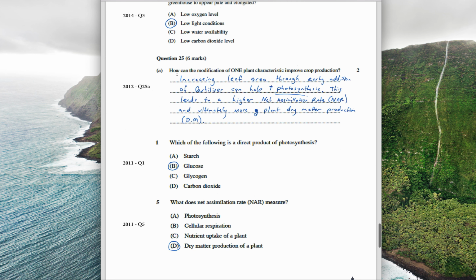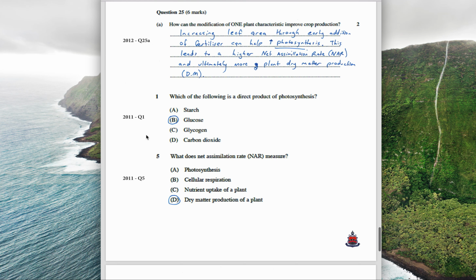2012 question here. How can the modification of one plant characteristic improve crop production? Now, this question could also be related to another dot point later, but you could answer this dot point from this dot point. So increasing leaf area through early addition of fertilizer can help increase photosynthesis. This leads to a higher net assimilation rate and ultimately more plant dry matter production. That would be a good answer for that.